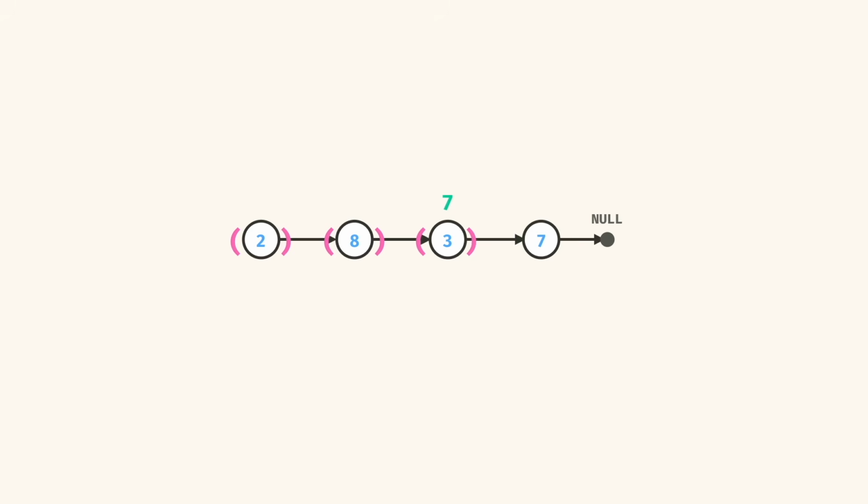At this point, I return back to the 3 node. 3 can add its value with that 7, giving 10. I'm just returning that up. 8 can do the same, giving me 18. And finally, 2 can add itself into that return value, giving us 20. And that would be the correct answer, right?